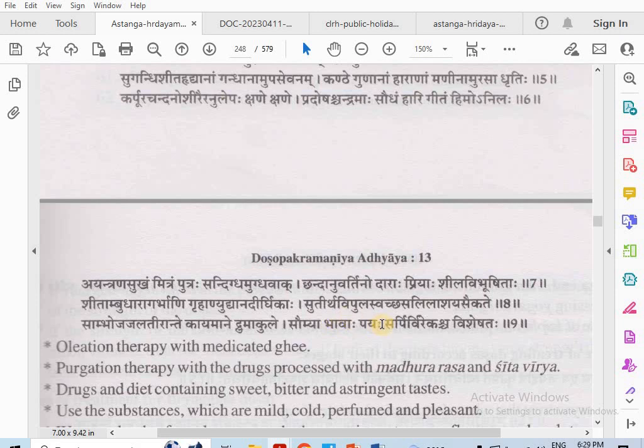Then Sutirtha Vipula Swachha Salila Shayase Kate. Sitting on a specific place which is Sutirtha, very pious, very clean. Sutirtha you can consider as auspicious, right? Then Vipula, very big, and Swachha, very clean. Then Salilasaya, Salilasaya means full of water. And saikate means sand. So go and sit on such places that have sand and are full of clean, neat water.